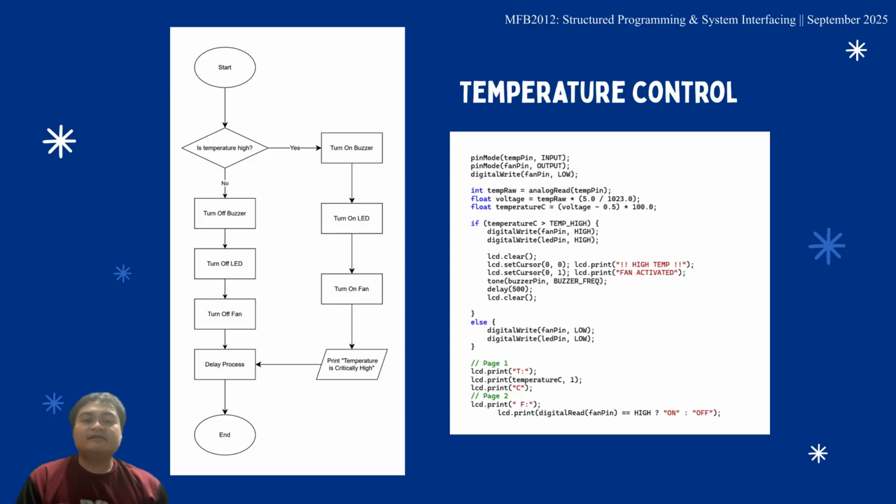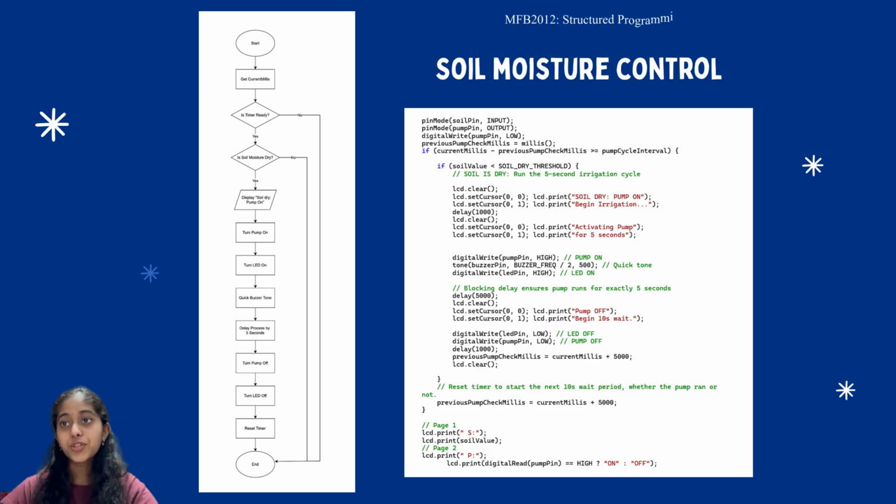If temperatureC, the current temperature, is higher than the high temperature, which is 30 as we assigned in the first place, then the fan and the LED will be turned on, while the LCD will print out the message high temperature, fan activated. Else, if the temperature is not higher than the high temperature, then the fan and the LED will be turned off. Lastly, after each of these, the if statement or the else statement, this code will print out T equals the current temperature.